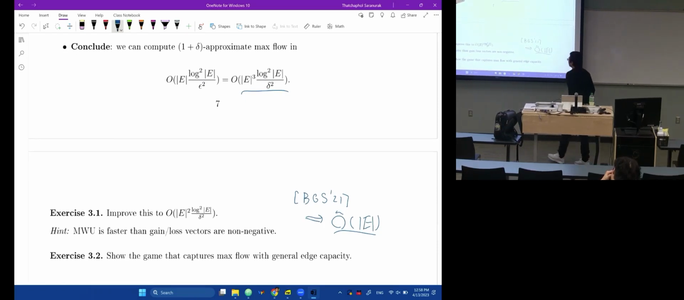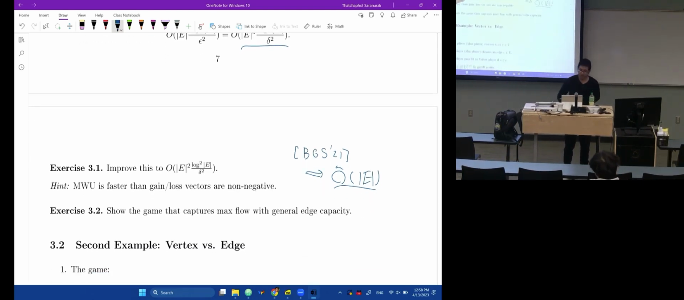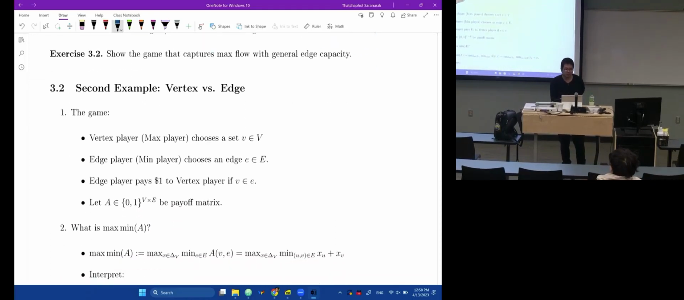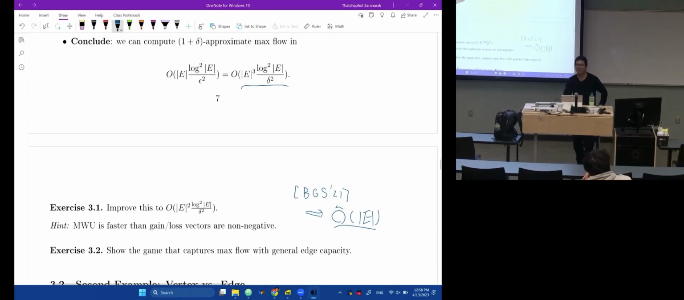And if you want to make sure you understand everything here, maybe you can try to define some game that captures max flow with general edge capacity, not just unit edge capacity. You can try to do this at home. Okay, so that's it about one game, path versus edge. You get a max flow algorithm, and the simplest algorithm to solve max flow we have seen so far, and I think in the whole literature.